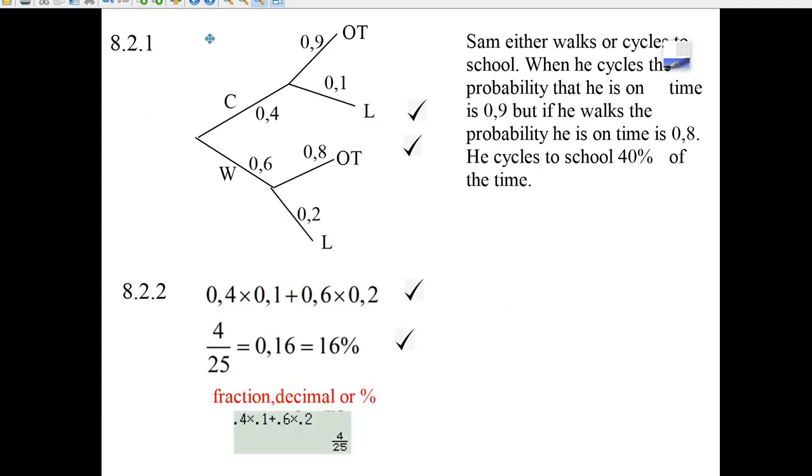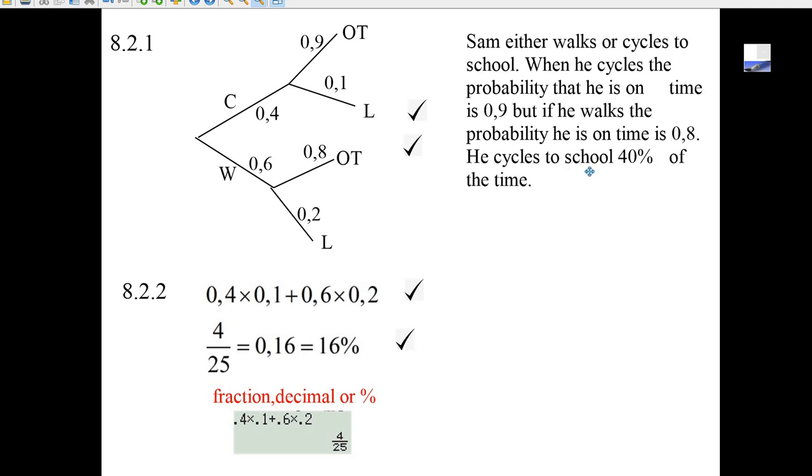Okay, these are the last probability questions for paper 1, 2022, Fishhook High School. And here we go. This is a tree diagram. There's a person here. He either walks or cycles to school. When he cycles, the probability he's on time is 0.9. But if he walks, the probability he's on time is 0.8.